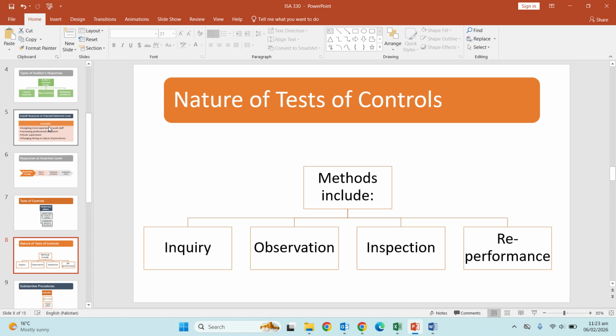So here is the nature of tests of controls. Tests of control can be performed using inquiry, observation, inspection, or reperformance. Generally, auditors use a combination of these methods to obtain sufficient and appropriate audit evidence regarding the effectiveness of controls.